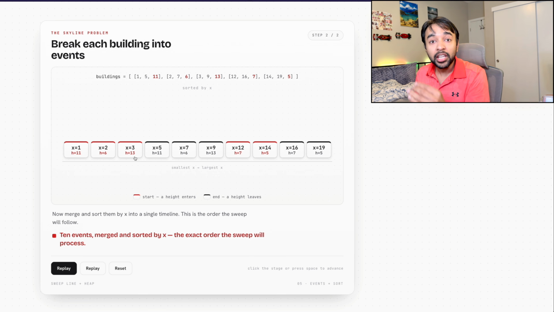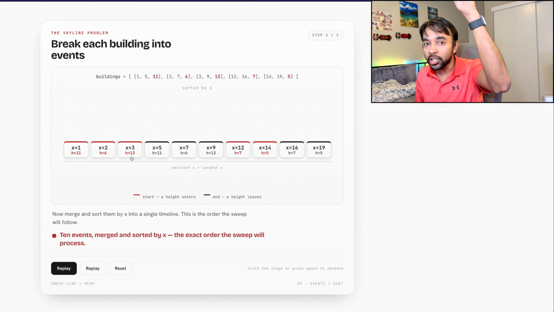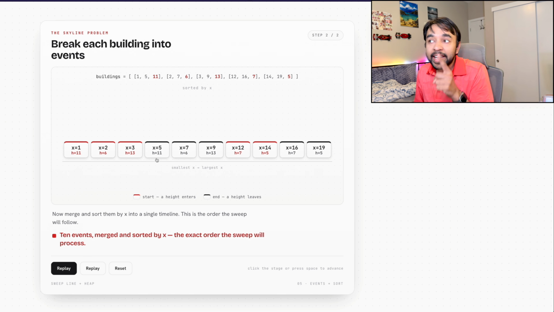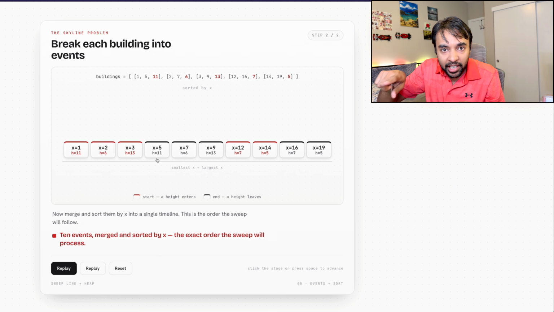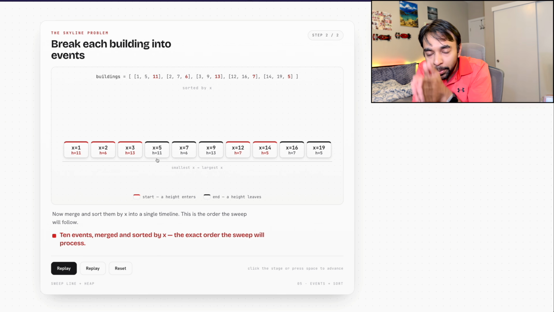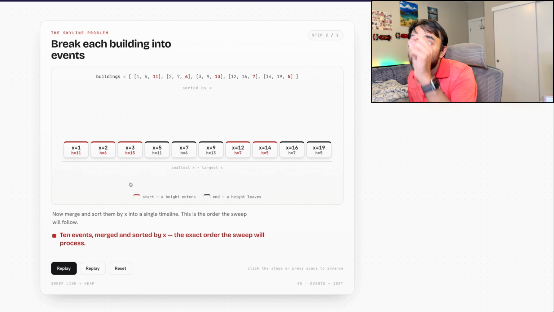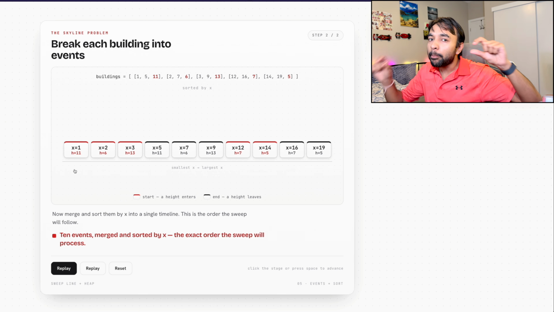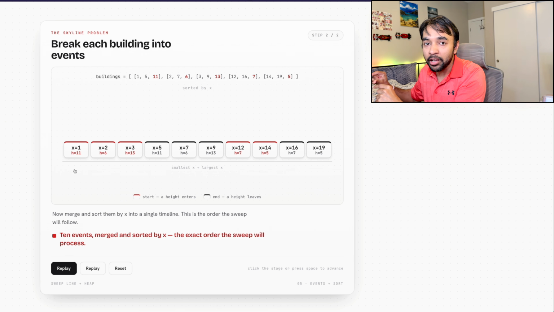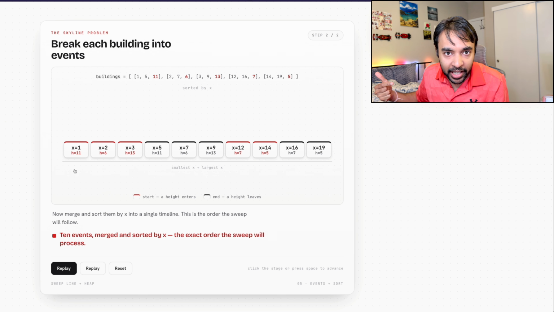At x equals 3, a new event came and the height is equal to 13. Notice, at x equals 5, there is a black event. Black simply means the building ended. And which building ended? The building with the height 11. So what we're going to do is parse all of these events one by one and then try to form our skyline.